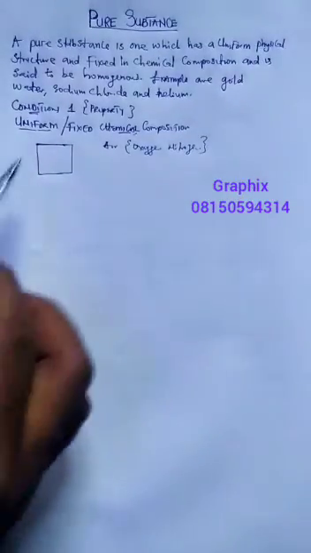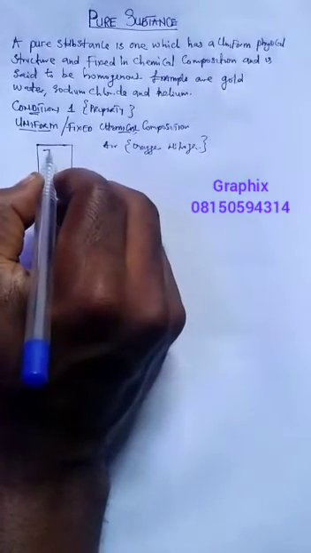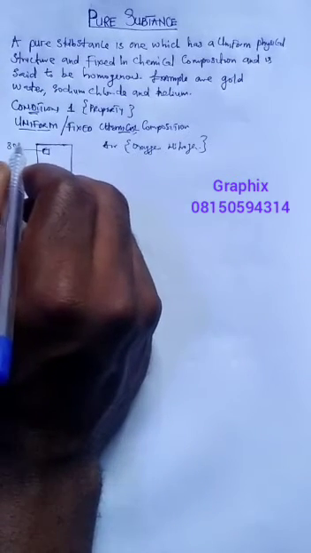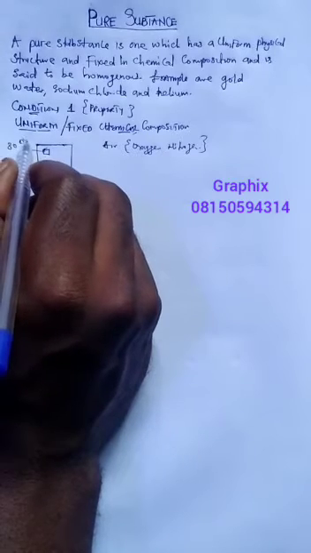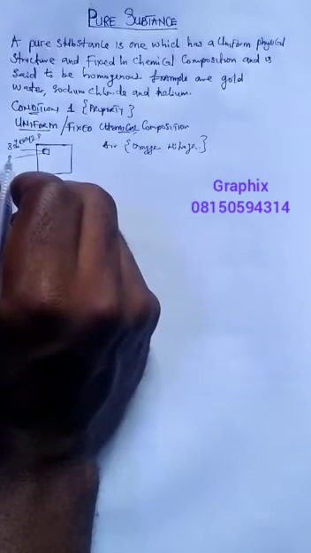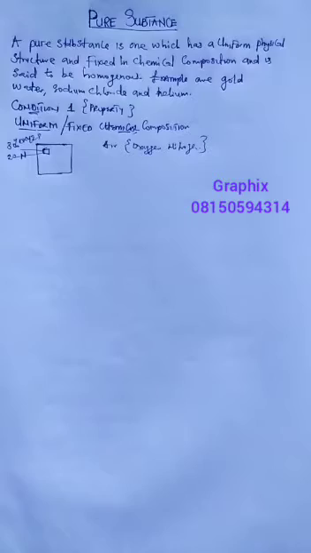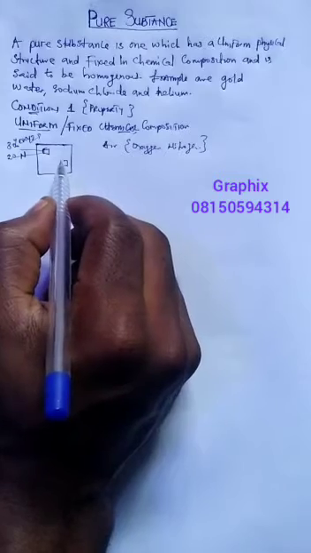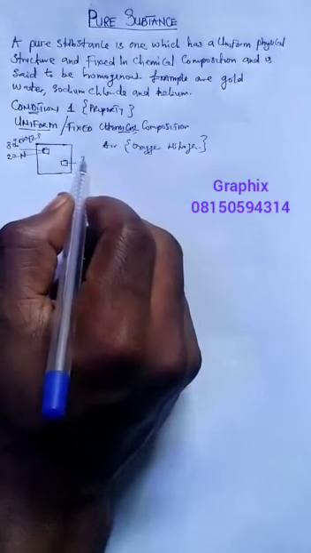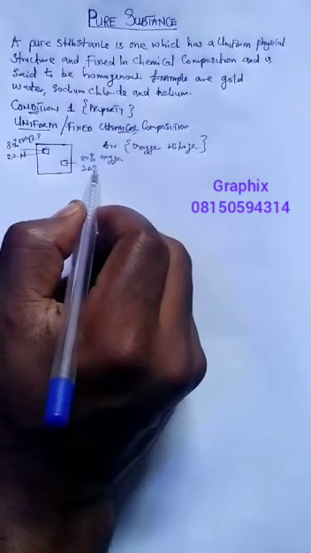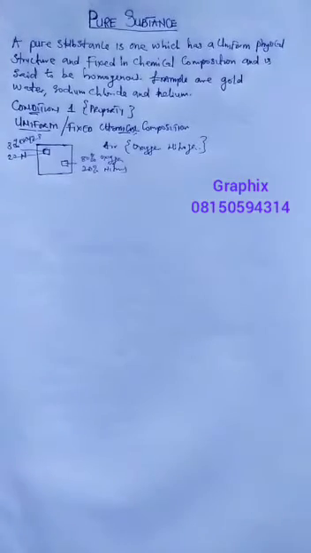Are we good? Now let's consider this container that is filled with air. If I take a pocket here and I realize that I'm having 80% oxygen and 20% nitrogen in this region, and I also take another pocket here and also realize the same percentage, which is 80% oxygen and 20% nitrogen.